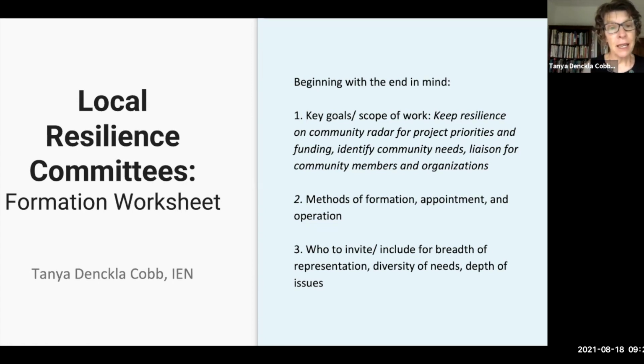And the reasons that have emerged from the communities we've worked with are several. They want to keep resilience on the community radar for their project priorities and for project funding opportunities that are coming down the pipeline. They want this committee to be, in a way, the filter for identifying community needs and to serve as a liaison with different community members and organizations.